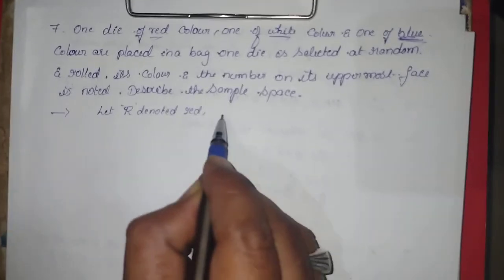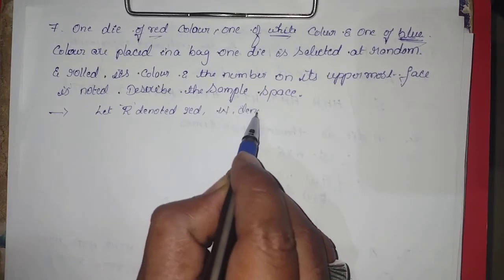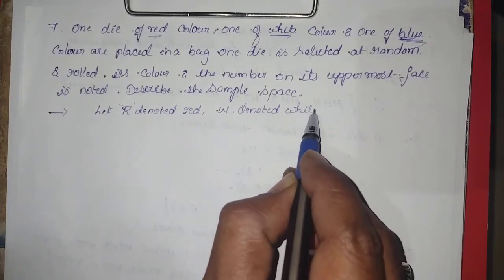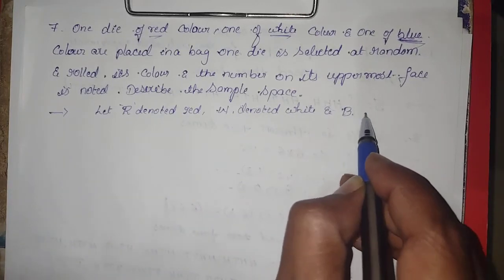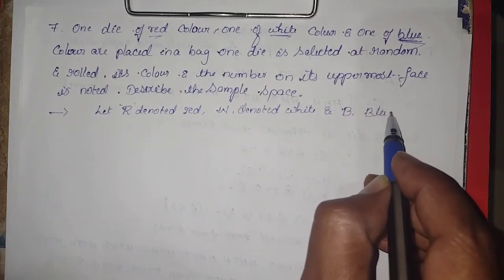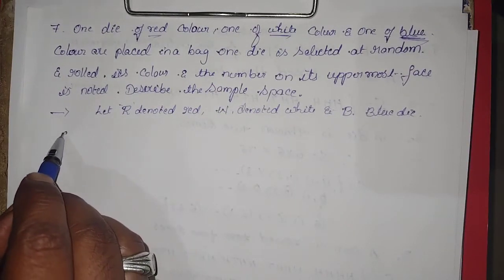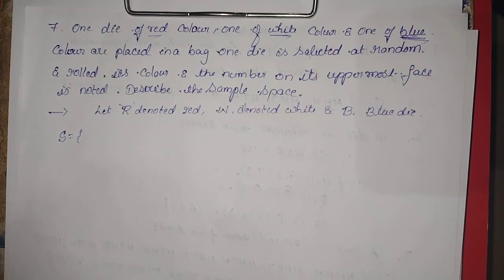Let us consider three dice like this. Let capital R denote the red die, W denote the white die, and B denote the blue die. I think the students understood, is it right? So let us consider the sample space. S is equal to; try to understand how to write the sample space.